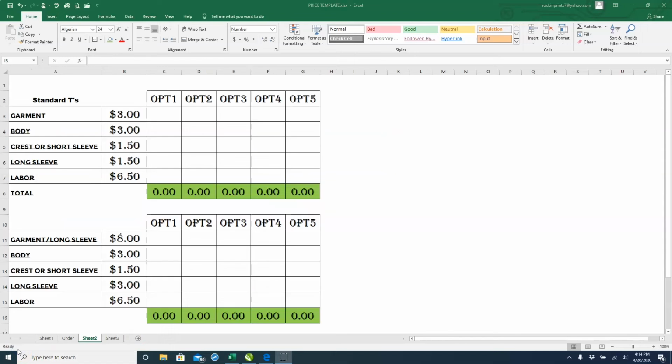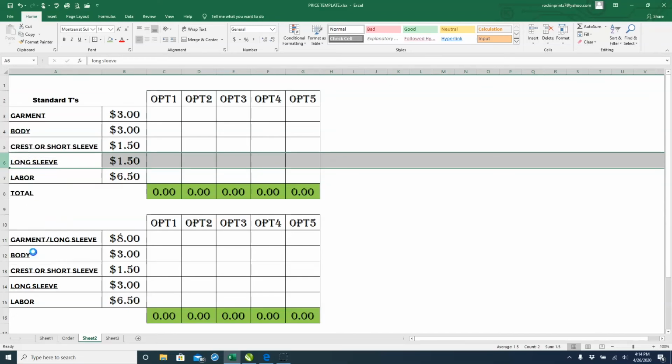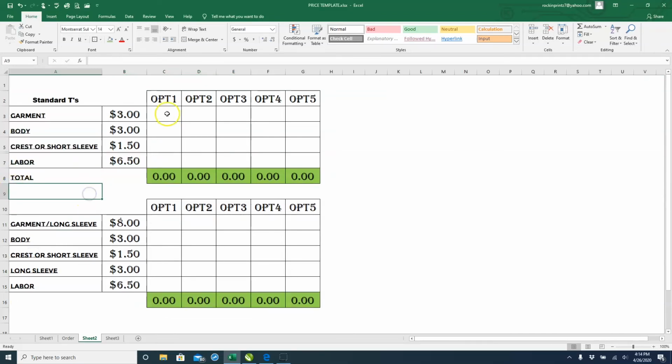Okay, so now I'm going to price my garments for the customer, and this is what I'm going to do. I broke it down into 5 options for a standard t-shirt. I have the garment, the vinyl body, the crest, short sleeve, long sleeve. We're going to leave that one out for right now. And then labor. The garment is always going to be $3, and labor is always going to be $6.50.